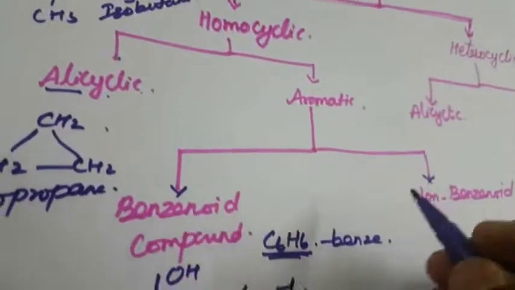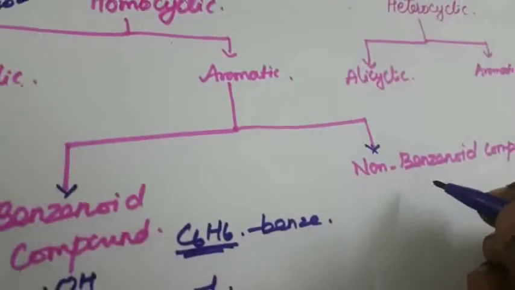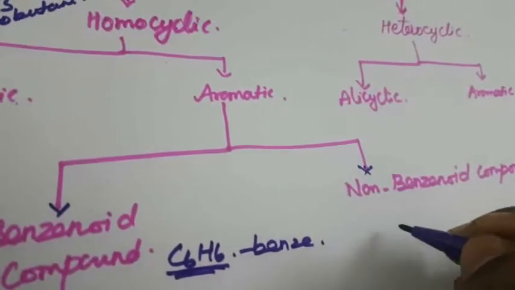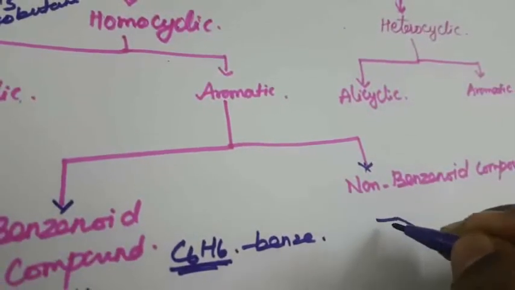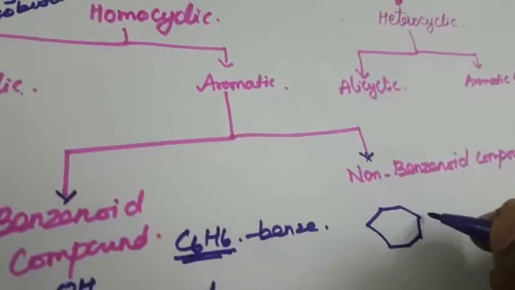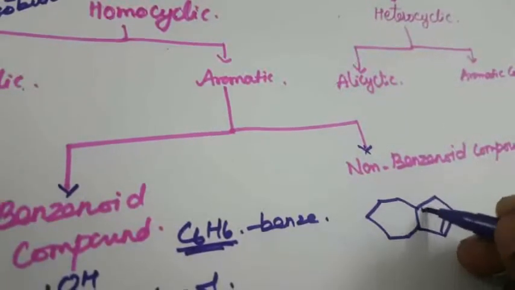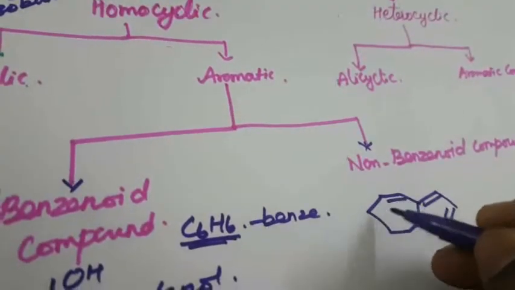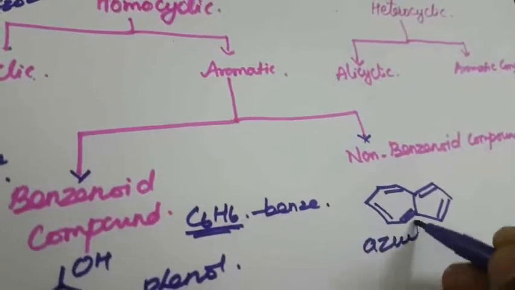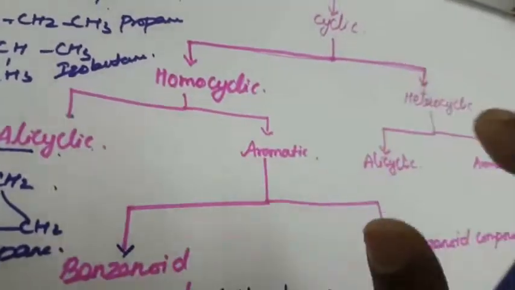So next one is non-benzenoid compound. What is a non-benzenoid compound? The benzenoid has only the 6-member ring. What is a non-benzenoid compound? That is called acetylene. So that is the homocyclic or aromatic homocyclic. This is the structure of acetylene. This is an important book-back question, how to classify organic compounds. You write only the flowchart, and you write according to that example.